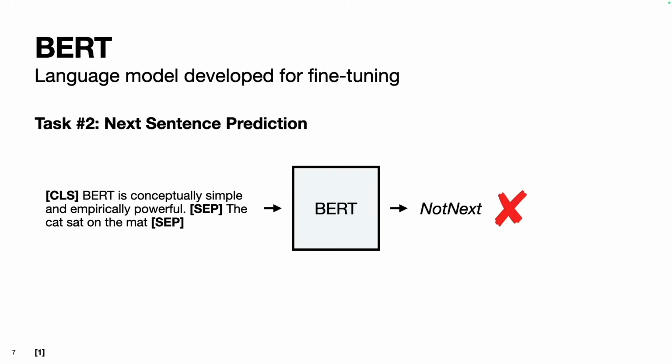The intuition behind having this second task of next sentence prediction in addition to masked language modeling is that understanding the relationship between two sentences like sentence A and sentence B is important for downstream tasks like question answering or sentence similarity. So training BERT on these two different tasks allows it to be effectively fine-tuned on a wide range of tasks.